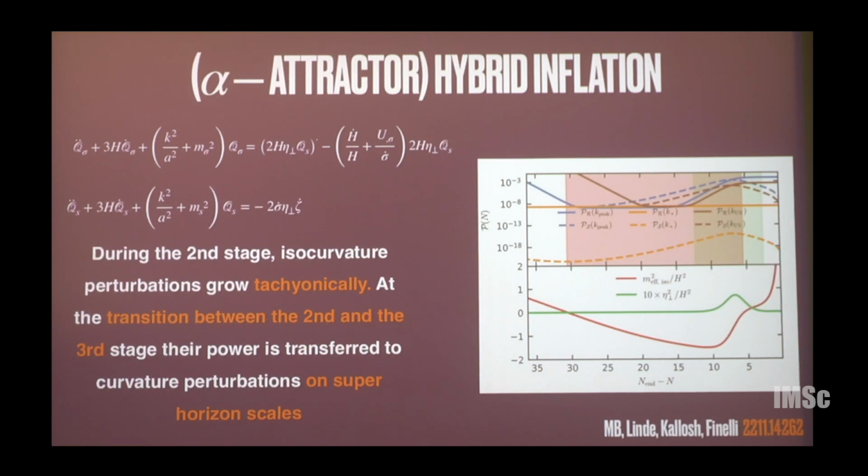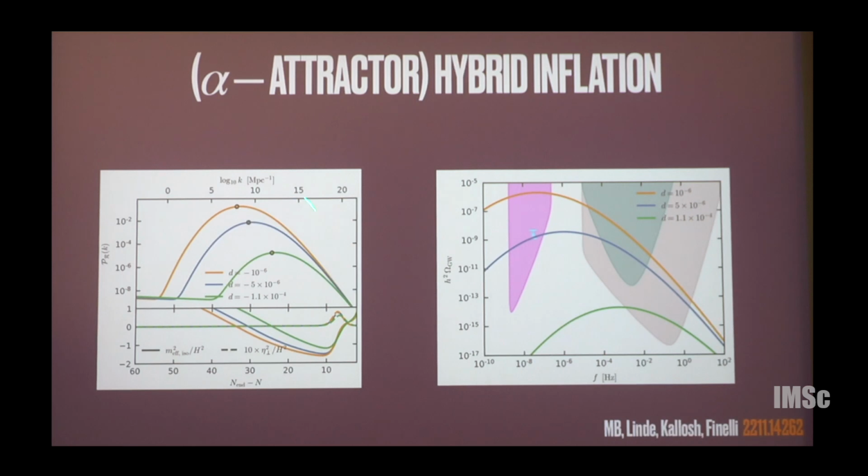This is an example of what I was saying before. In this case, curvature perturbations do change on super horizon scales. Actually, it is the isocurvature perturbations that grow on super horizon scales, and at some point there is a turn in trajectory, and this power is transferred to curvature perturbations. And so we observe this kind of very large bump in the primordial power spectrum, which can then be translated into gravitational waves. Sorry if I'm going so fast, you can ask me technical questions at the end, of course.